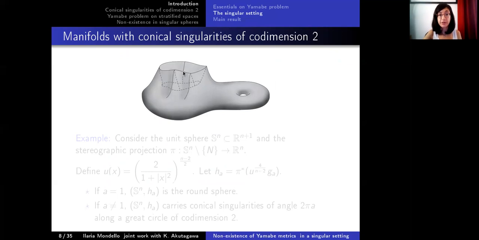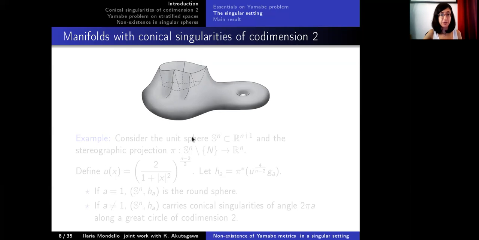Usually a tubular neighborhood would be the product of an interval and a disk. But here, since we have singularities, a tubular neighborhood of a point here will be the product of an interval with a two-dimensional cone with some angle. And we will also need to define what a metric is on this kind of manifolds. Usually the metric won't be defined on the singularities, it will be defined away from the singularity, and it will have the good asymptotics when you get closer to the singularities in order to get conical singularities, okay?